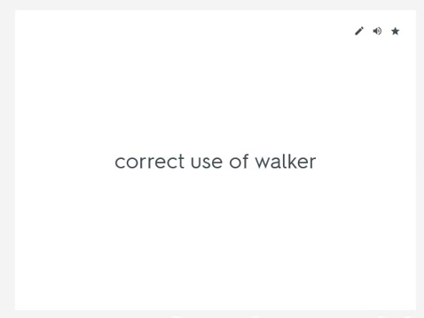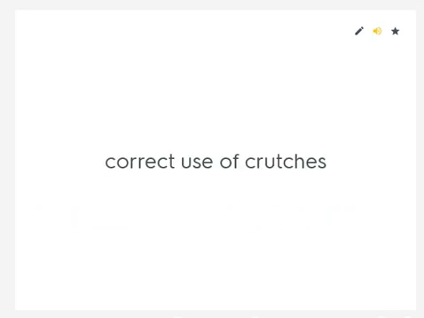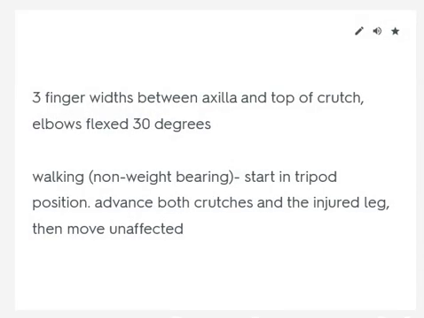Correct use of walker: do not use to stand up. Flex elbows 20 to 30 degrees. Advance 12 inches. Weak leg first, then strong leg forward. Correct use of crutches: 3 finger widths between axilla and top of crutch. Elbows flex 30 degrees. Walking: start in tripod position. Advance both crutches and the injured leg, then move unaffected.